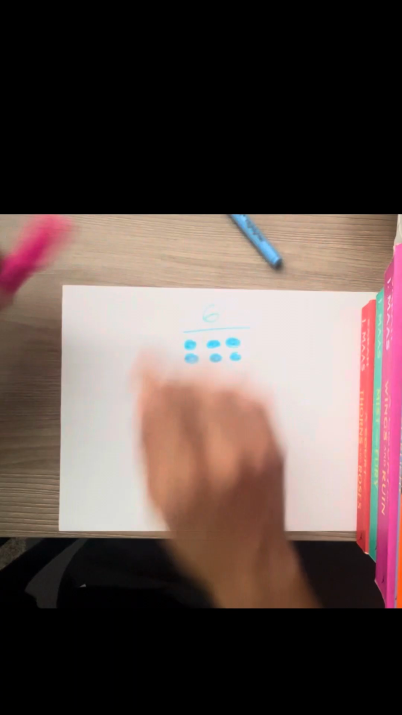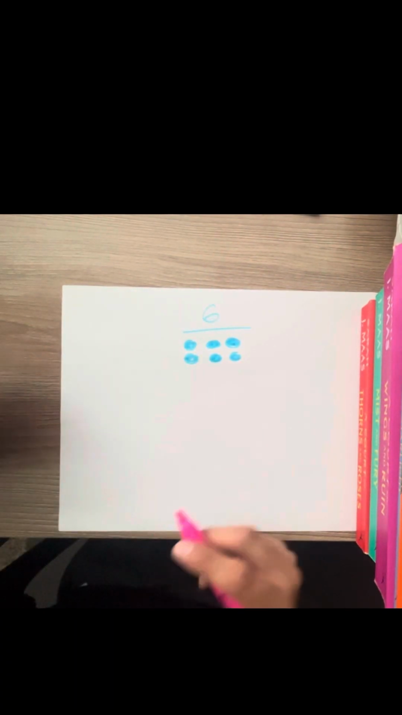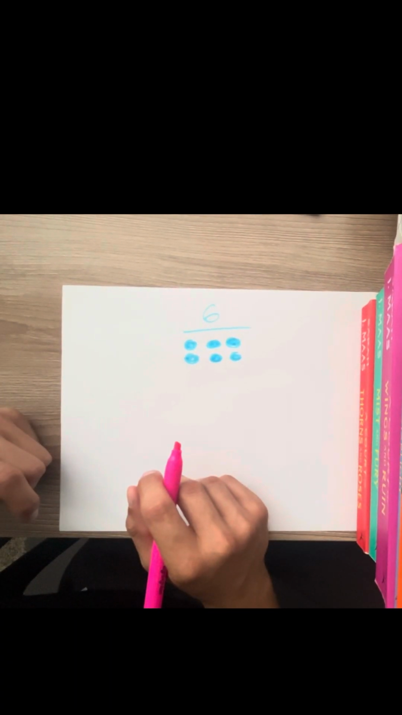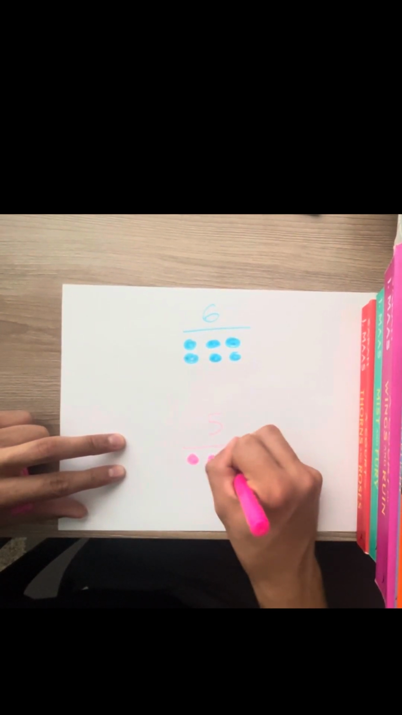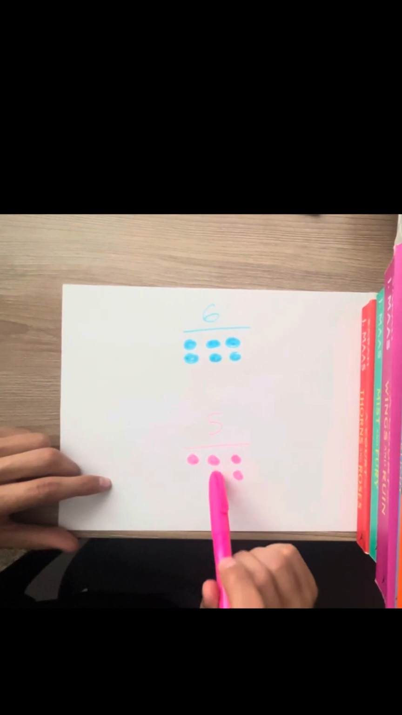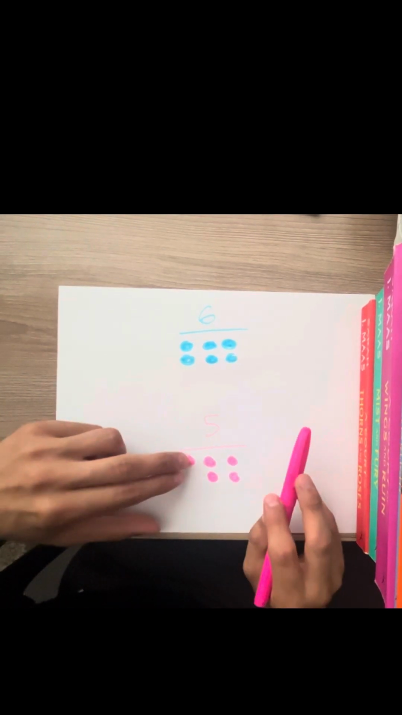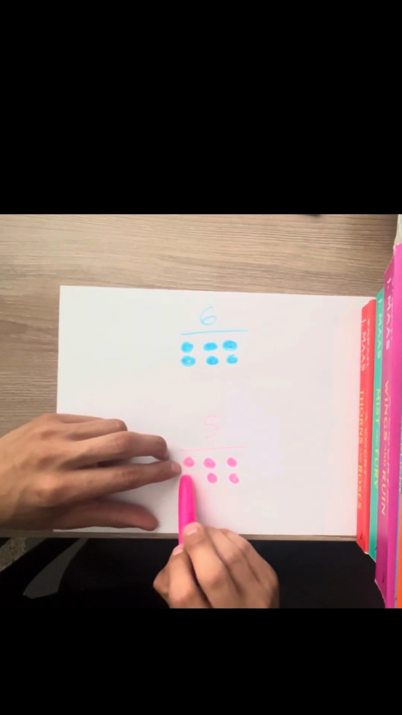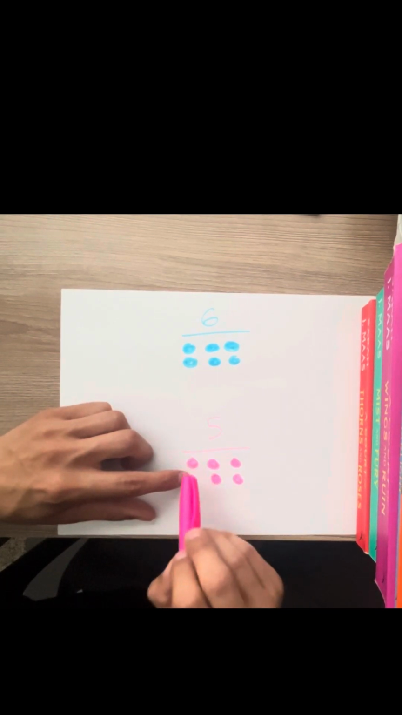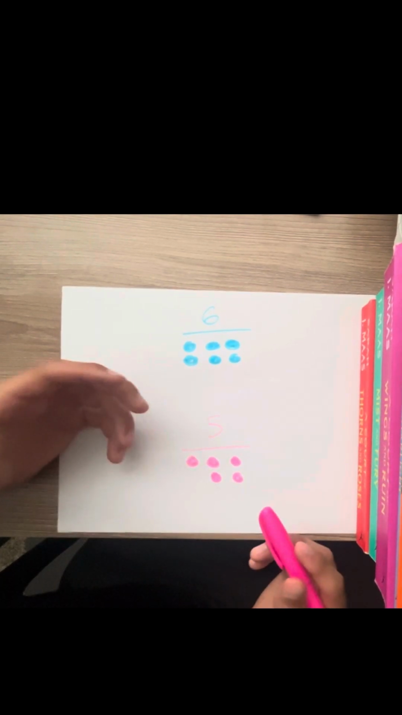Okay, now let's take our pink marker and let's pick a number. 5 this time? Okay. So let's go ahead and draw 5 pink circles. 1, 2, 3, 4, 5. Okay. So let's count them. 1, 2, 3, 4, 5. Okay. So is this a pair? No. There's nothing left over to pair for this one. So that makes it an odd number, right?